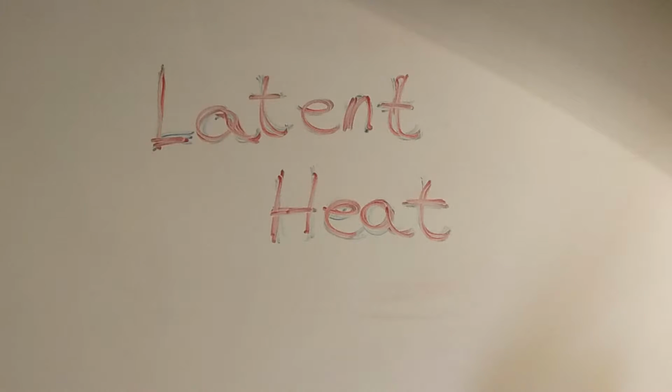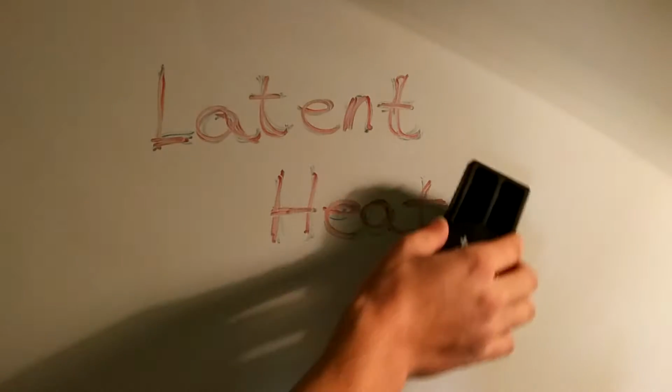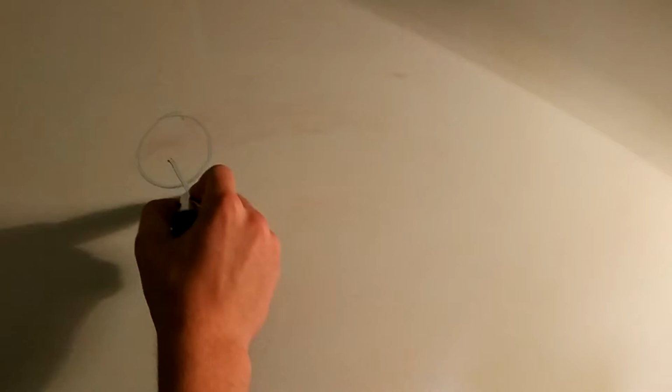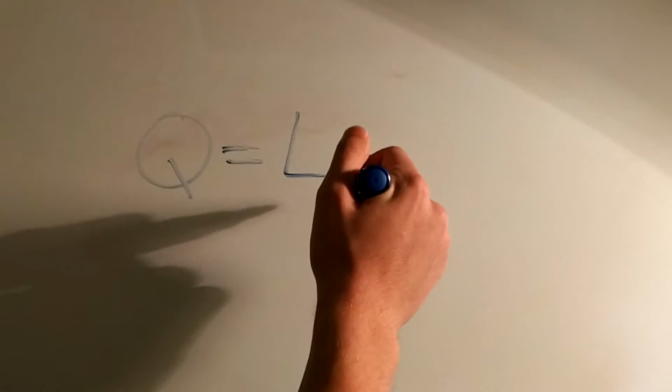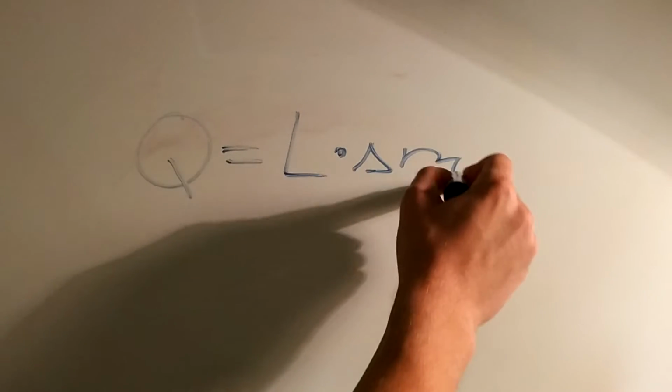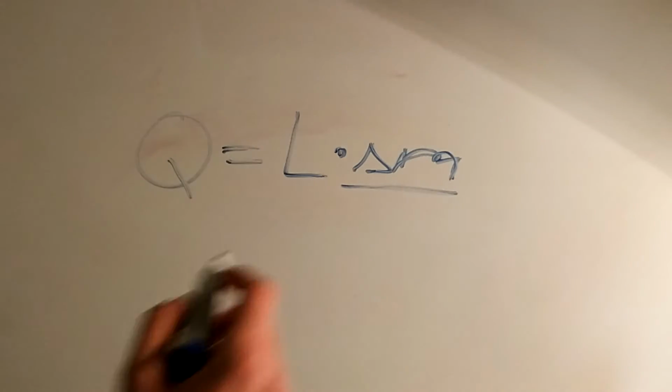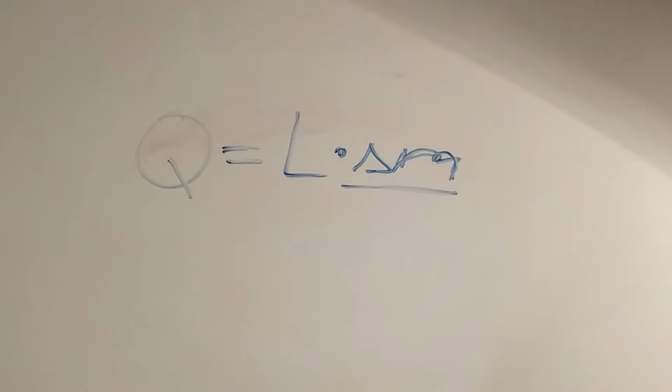Now we're going to see the formula for latent heat. Since we don't have a temperature change, the latent heat depends on the amount, or the mass, of the substance. Latent heat is defined as the energy needed to change the phase of a certain mass of substance. So Q, being the heat, is equal to L, the latent heat, times the change in mass. This change in mass is the change in mass of the higher phase material.